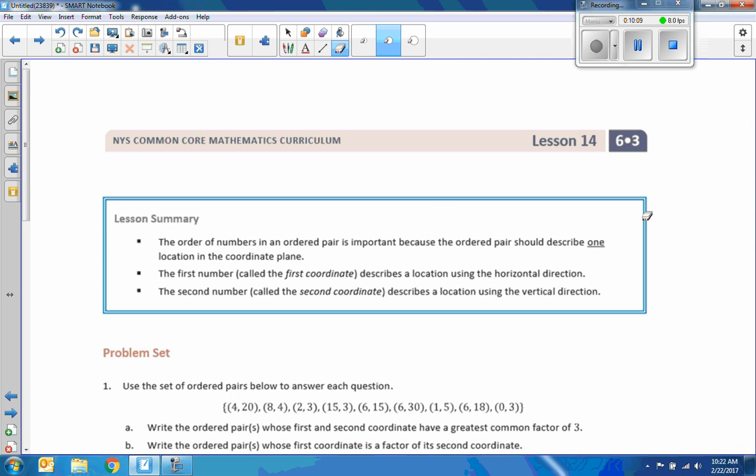So the summary says the order of numbers in an ordered pair is important because the ordered pair should describe one location in the coordinate plane. If you do it backwards or miss a negative, you're going to be in the wrong location. The first number, called the first coordinate, describes the location using the horizontal direction, and the second number, called the second coordinate, describes the location using the vertical direction. Okay, so there's the lesson summary. I'll go to your problem set.